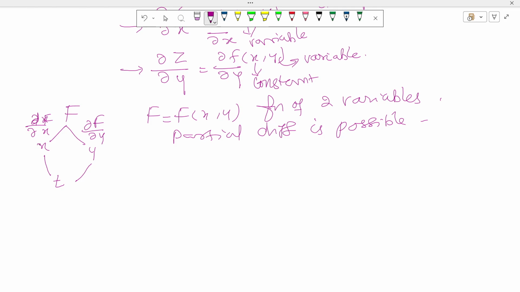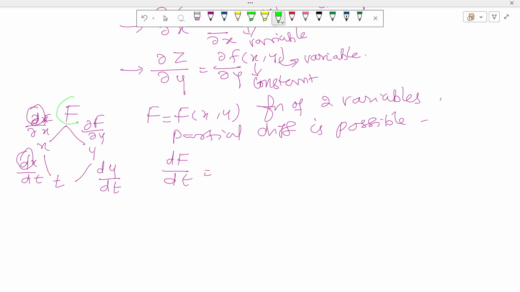But x and y are functions of only one variable, so there is no other way, only one derivative is there, that is dx by dt, dy by dt. But carefully you have to write this notation, dou and d. Okay, so I need to find df by dt.